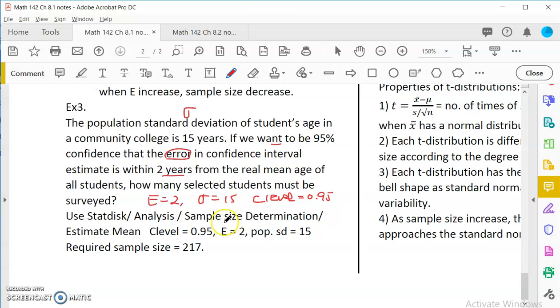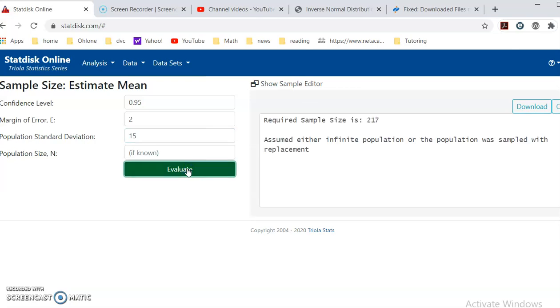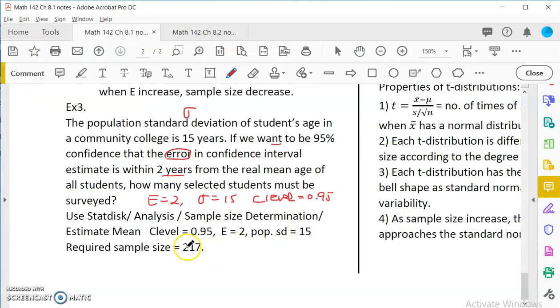So I put all these in: 95, error is 2, and the standard deviation of the population is 15. We don't need the population size. We calculate, and it is 217. So if we interview 217 people, the error would be 2. That is the end of 8.1, and we'll do 8.2 in the next video.